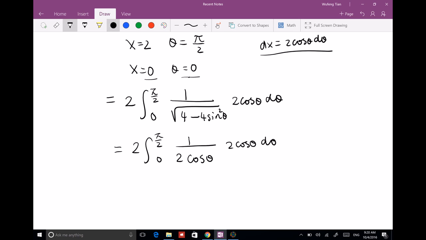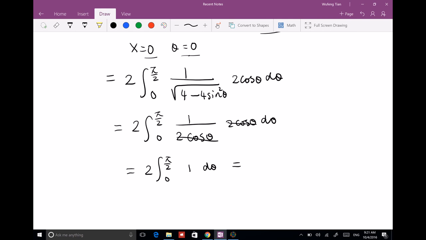What do you see? Oh, very good. That's what we need. We have a very simple one, and 2 cosine theta cancel out. So from 0 to pi over 2, we just have 1 d theta. So now, what would the answer be? The antiderivative of 1 will equal theta. Very good. Then plug pi over 2 and 0 in.